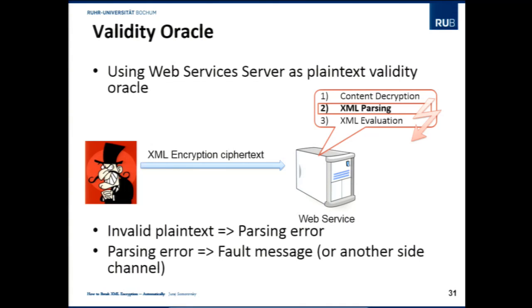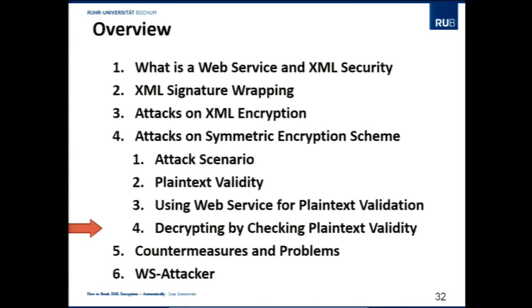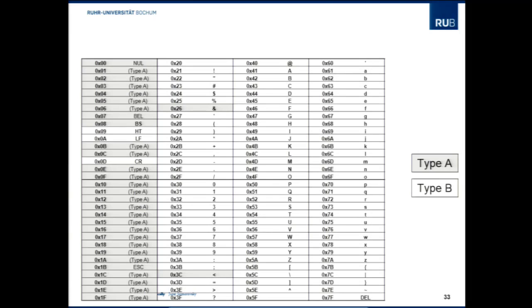So if we send some invalid plaintext to the web service, then we get a parsing error, and from this parsing error maybe we get a fault message. This could be problematic because this could be used as a side channel. So based on the modified ciphertext, we could make the web service run into a parsing error and respond with a fault message. Okay, so what can we do with it now?